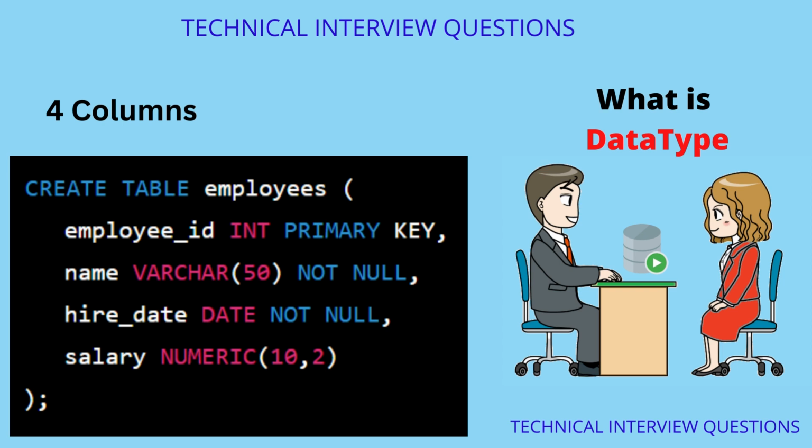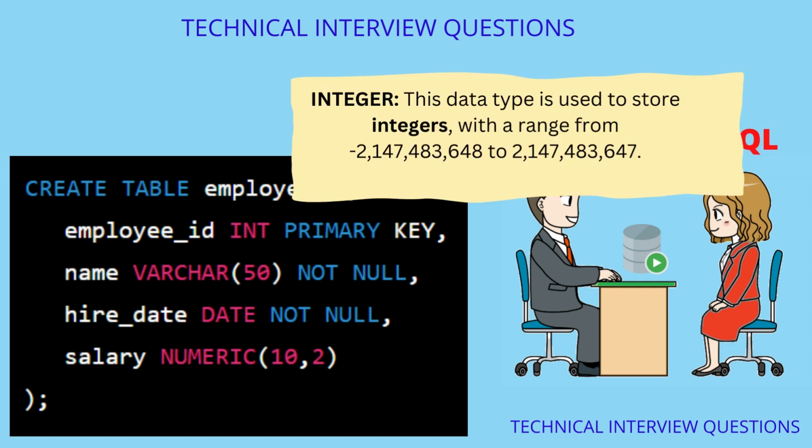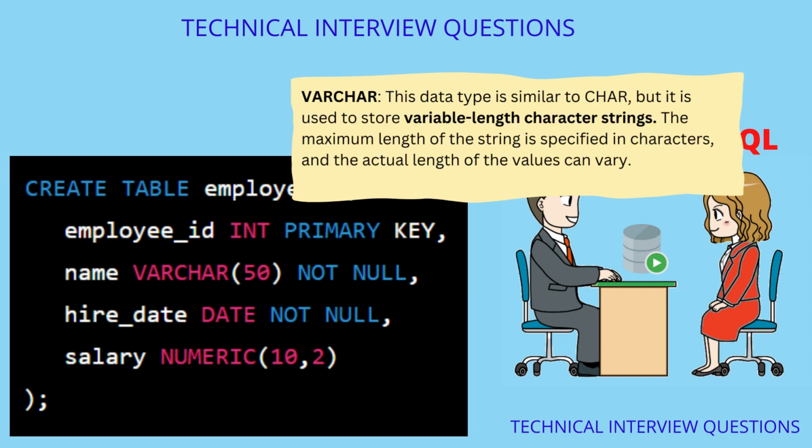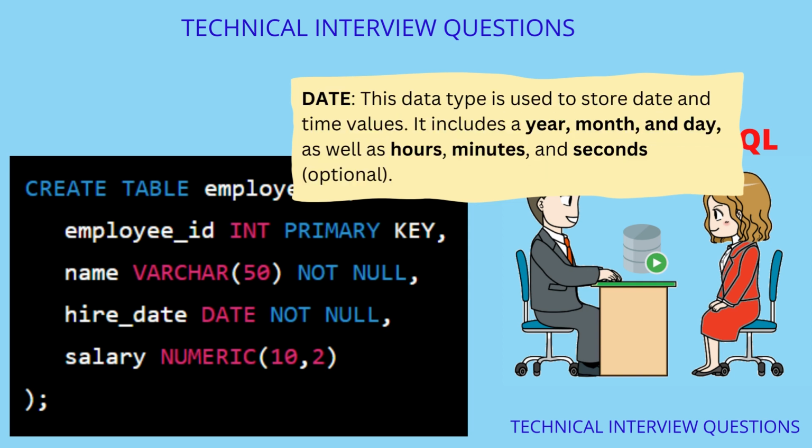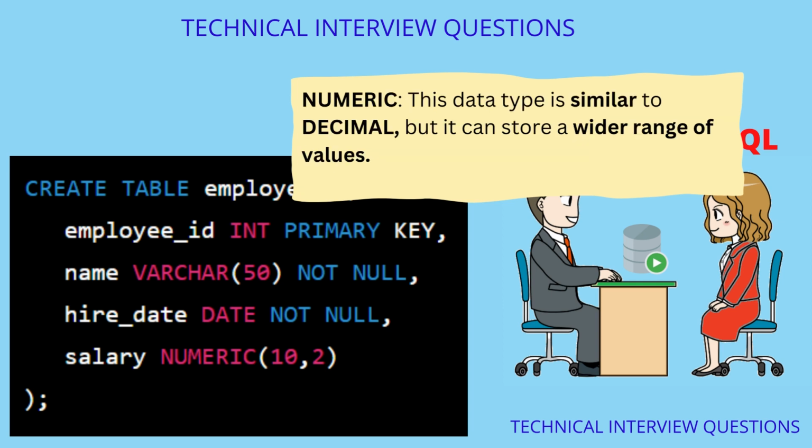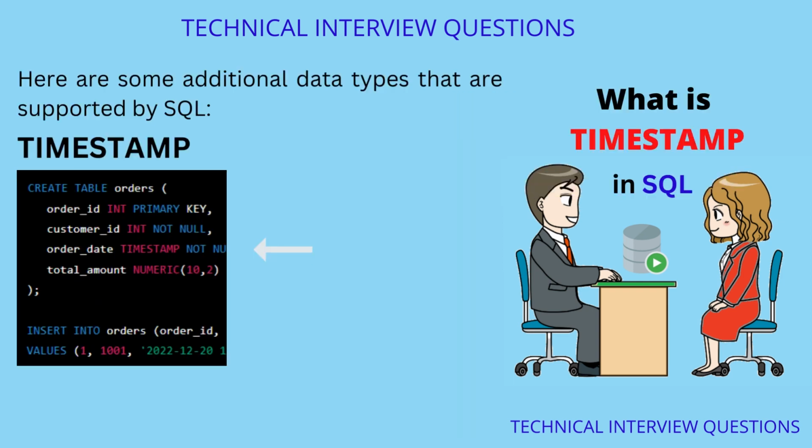In this example, the employees table has 4 columns: employee ID, name, hire date, and salary. The employee ID column is of type integer and is the primary key for the table. The name column is of type varchar with a maximum length of 50 characters, and the hire date column is of type date. The salary column is of type numeric with a precision of 10 and a scale of 2, which means it can store numeric values with up to 10 digits, including 2 digits after the decimal point.